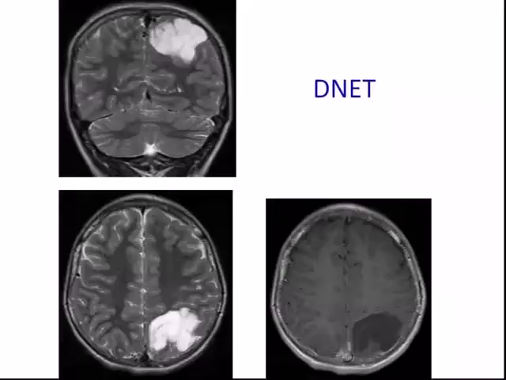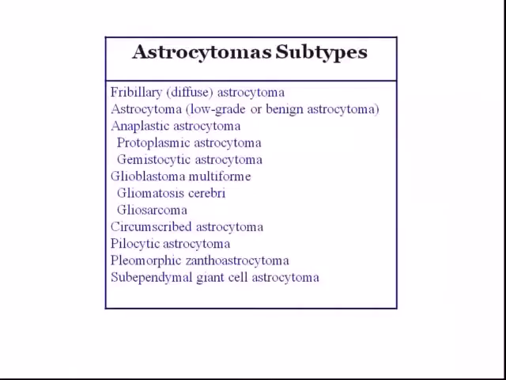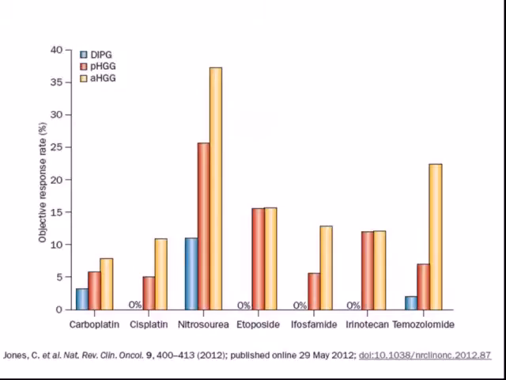It has septations in it. It's a pretty classic look. Now I'm going to spend the rest of the time just talking about different types of astrocytomas and get into a little bit about the genetics and some imaging, advanced imaging work.